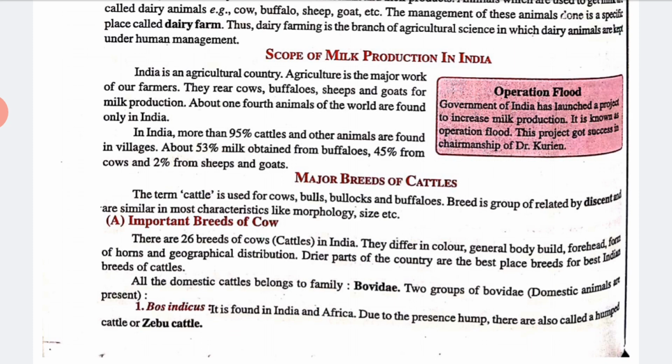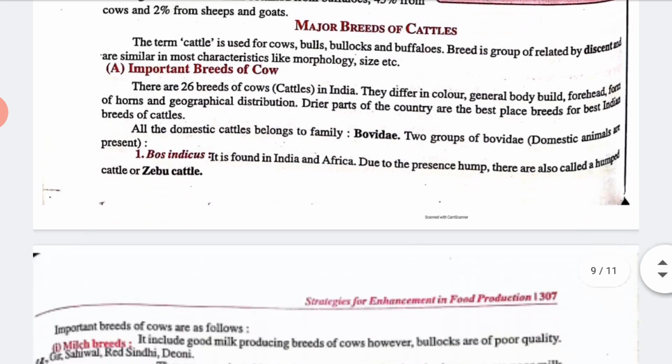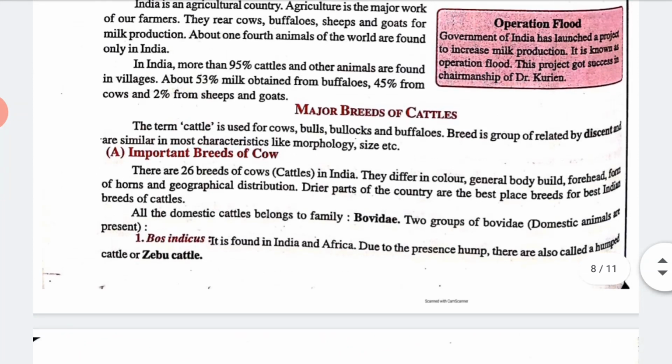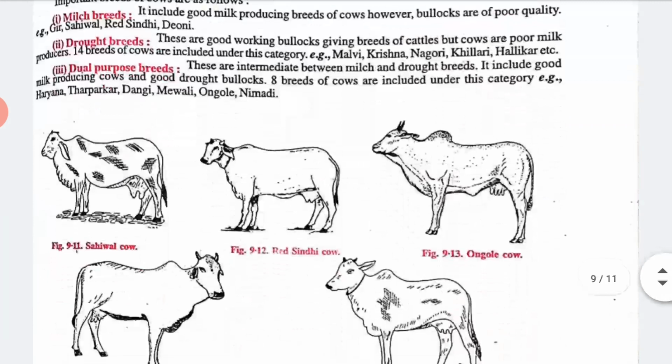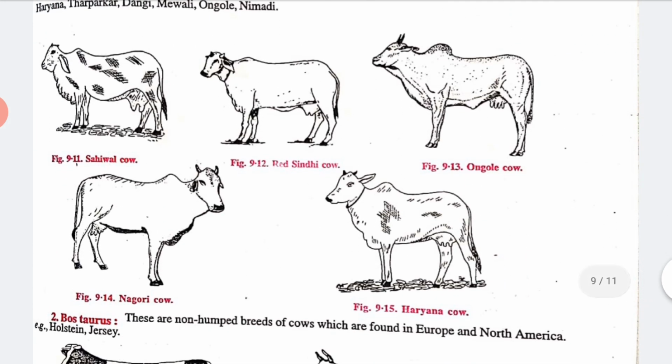So what are the major breeds of cattle? So I'll show you the major breeds of the cattle. The term cattle is used for cows, bulls, bullocks and buffaloes. A breed is a group related by descent and similar in most characteristics like morphology or size, etc. Okay, so we have different types of important breeds of cows. So in this picture you can see there are different names of different types of cows according to their shape, size and ability to give milk and the region where they are mostly found.